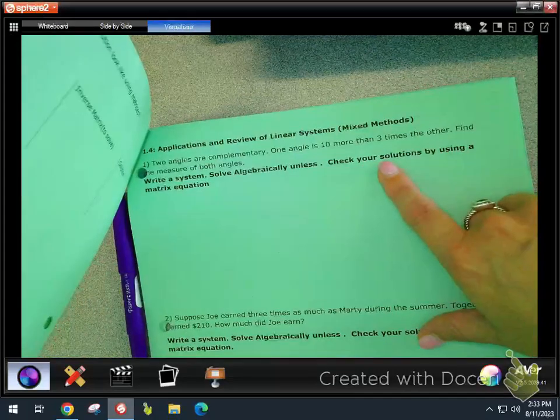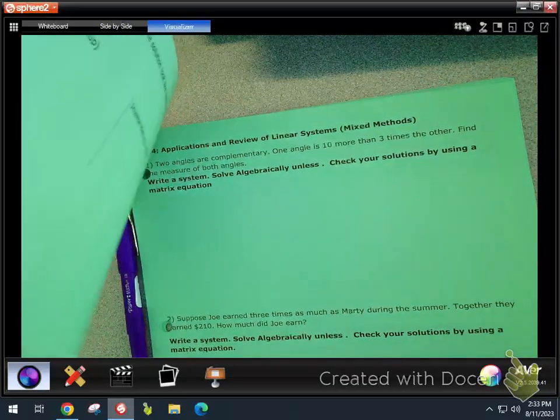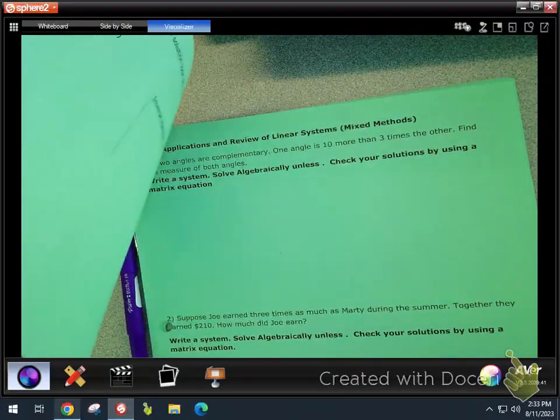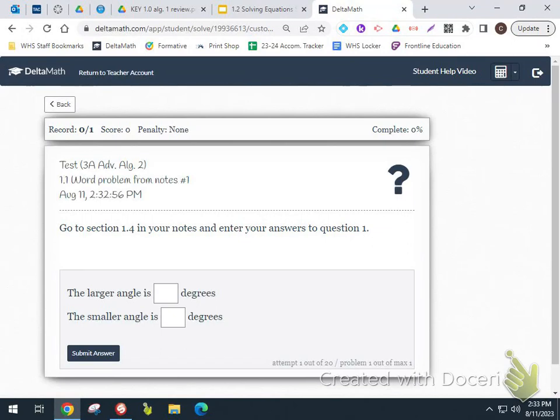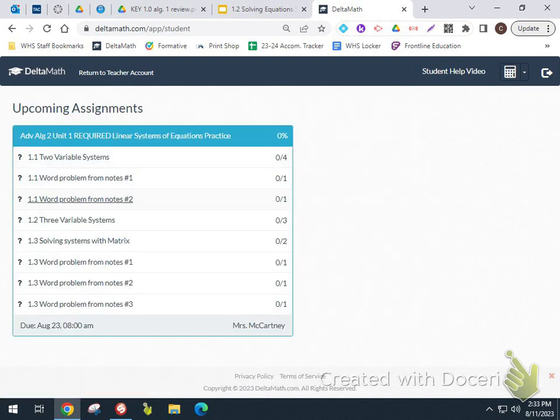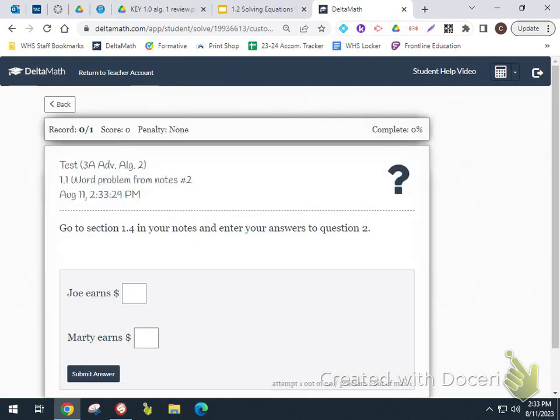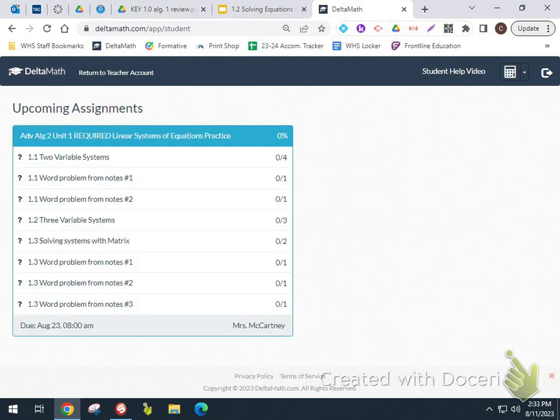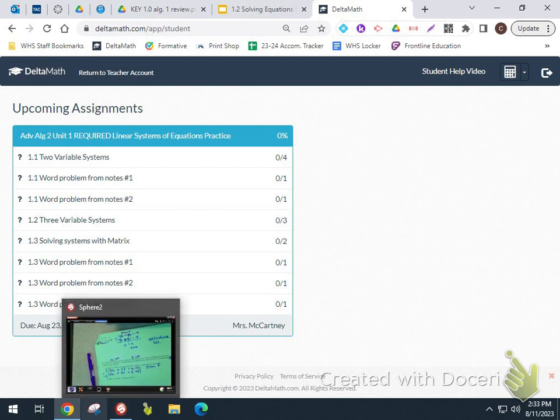How it says check your solutions, you don't know how to do that yet, so don't worry about it. Just do substitution or elimination, and then you go answer the question here. It will tell you if you get it wrong, so you know. So there's 2 of those. So 4 randoms, 2 from the notes, and I believe both of these are on page 21. It's word problem practice. That is your homework for next class.